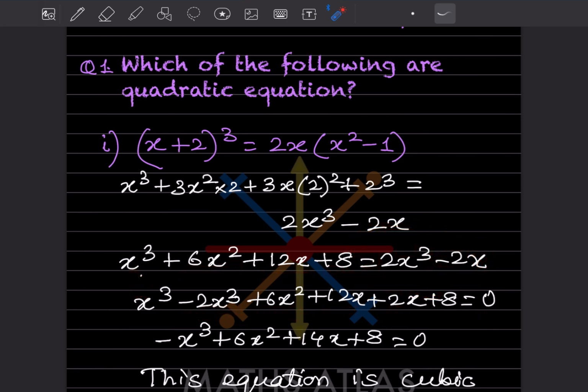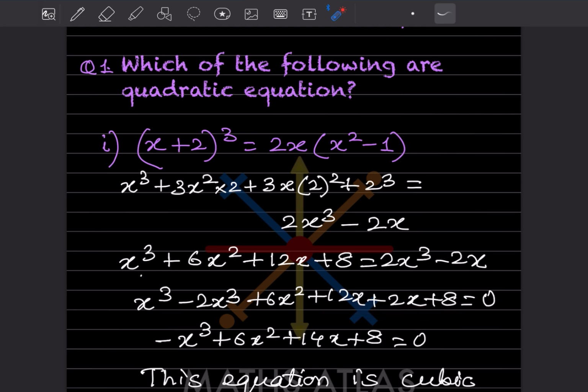So now what will you do here? Look at this one, because these both are x cube. So minus 2, and here is nothing, means it's 1. So minus 2 plus 1, that is going to be minus 1. So we can just write minus x cube; we don't write 1 here. Now this is just 1, so we'll write it as it is, 6x square. Now this will be 14x plus 8 is equal to 0.